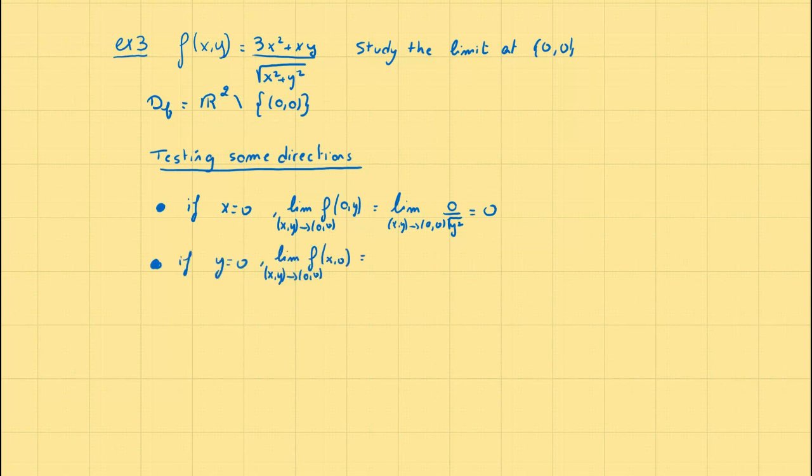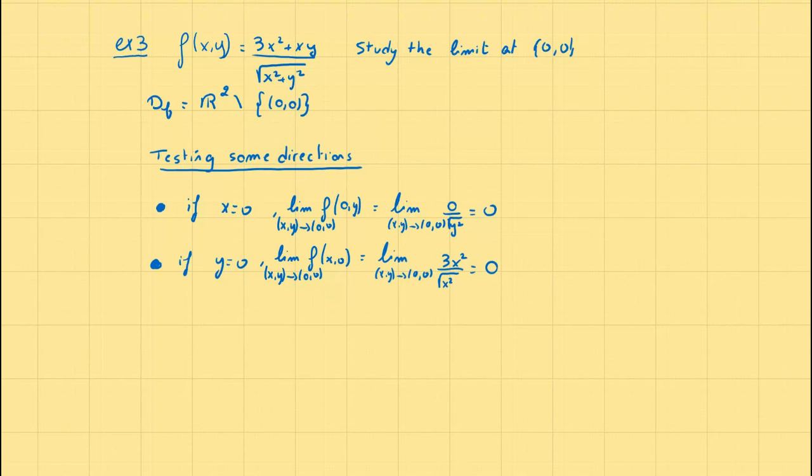Let's try y equals 0. So the limit of f of x, 0 will be, of course, 3x squared over the square root of x squared. So you know at the denominator you have the absolute value of x, and in the numerator you have x squared. So you have 1 degree higher in the numerator. So you can simplify and the limit will be 0. So if you try other directions, you'll find 0 as well. So that's why we will say maybe the limit exists.